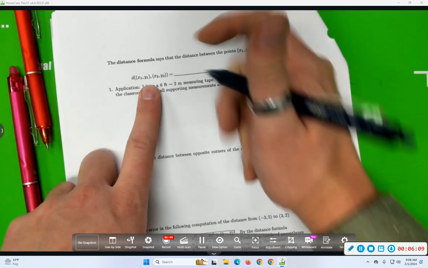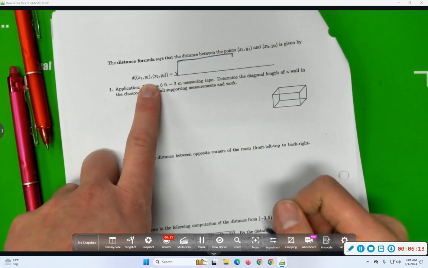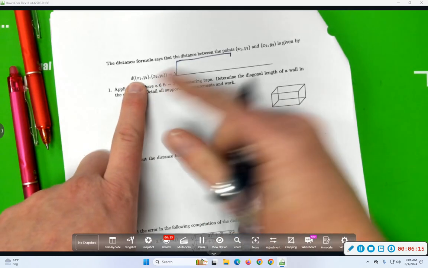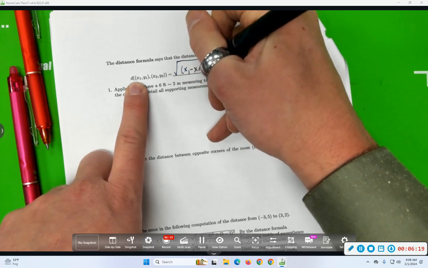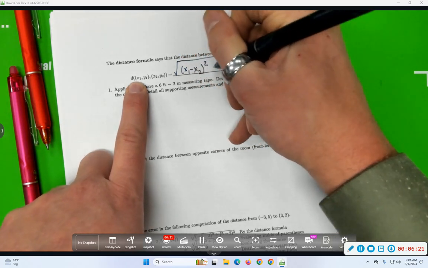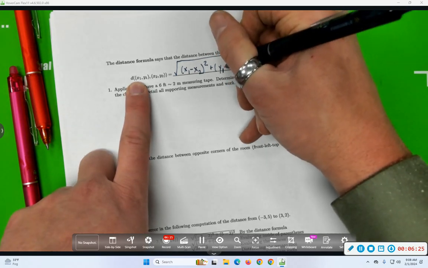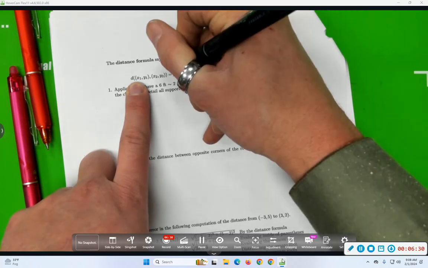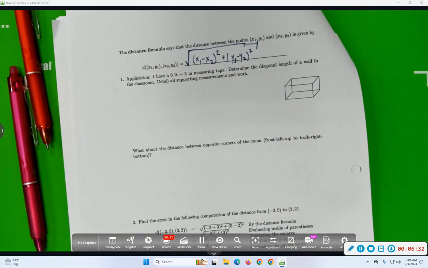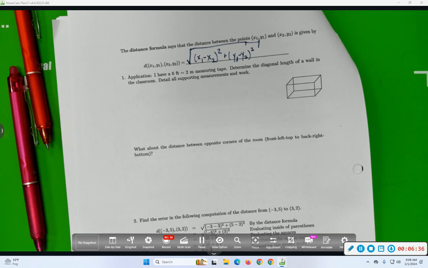y2 is given by the square root of the difference between the x values, squared, plus the difference between the y values, squared. Does it matter which order the x1 and x2 come in? Because I did it the other way around, and I got the same answer.